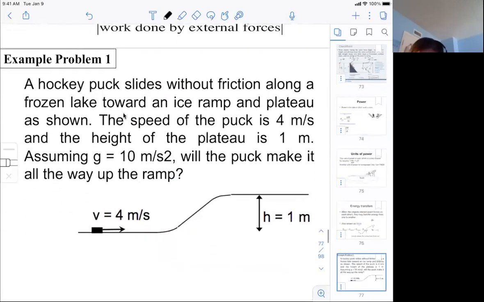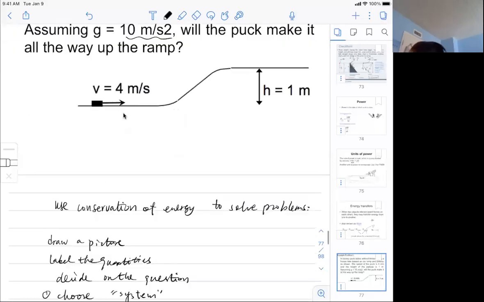So for example, here is one of the problems. We have a hockey puck sliding at 4 meters per second, without friction, along a frozen lake and onto a ramp, going up a hill 1 meter high. We assume we just use 10 for g to be a little bit more convenient. So the question is, will the puck make it all the way up the ramp? At 4 meters per second, how high is it going to go? Is it going to go up to 1 meter? This is a problem we're trying to solve using conservation of energy.